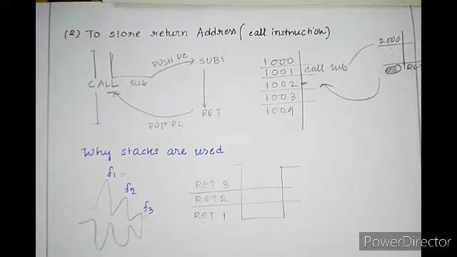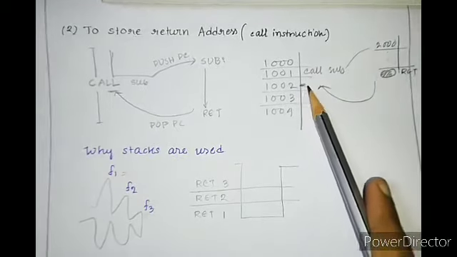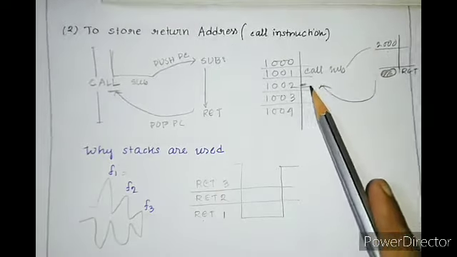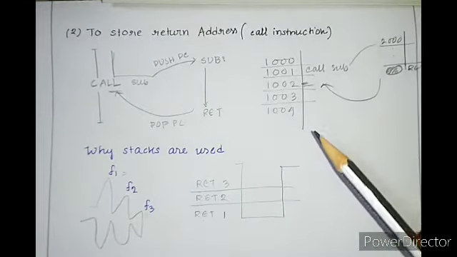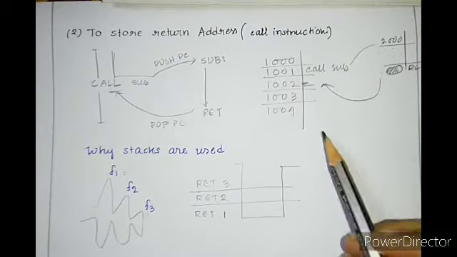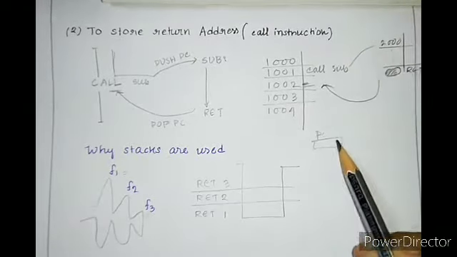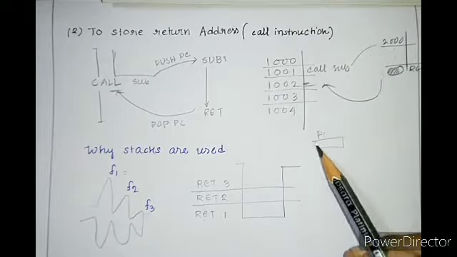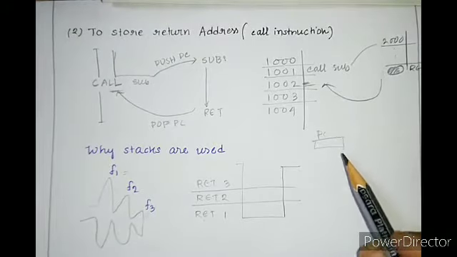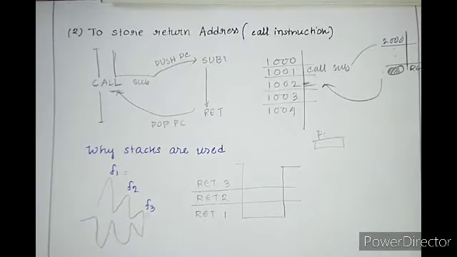Then the value should come to the address at this point. This is the return address where the value should come. But we know that PC holds the address of the program that needs to execute next. It always holds the address of the present working memory location.